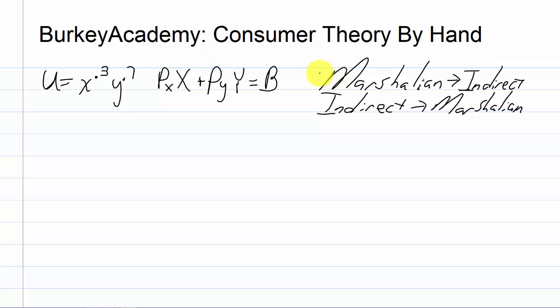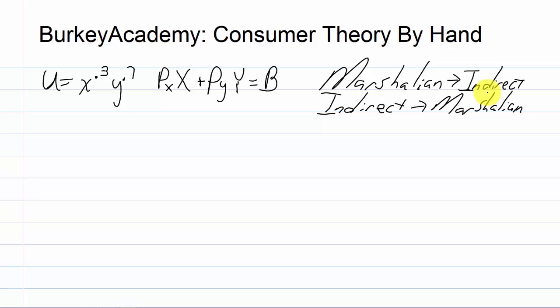And then he wanted to see how do we take the Marshallian demands and convert them into indirect utility functions. And then he wanted to see how do we take that indirect utility function and by hand use Roy's identity to get the Marshallian demands back. Now I'm kind of tired, but I'm going to give this a try, and bear with me if I stumble or make some mistakes along the way.